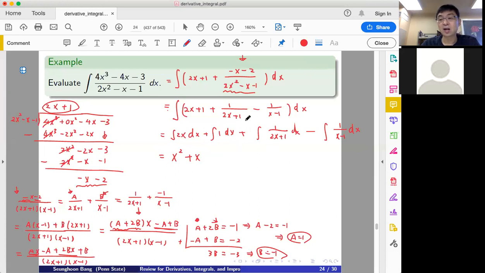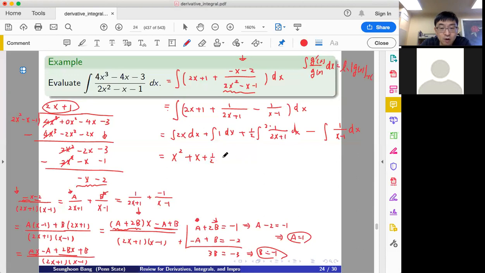How can you calculate this one? I want to use this one: the integral of g prime of x over g of x dx is ln of the absolute value of g of x plus c. Here, you can think of the denominator 2x plus 1 as g of x. What is the derivative of 2x plus 1, g prime of x? Yeah, 2. So I can change it: times 2 divided by 2. So you can keep 1 over 2.